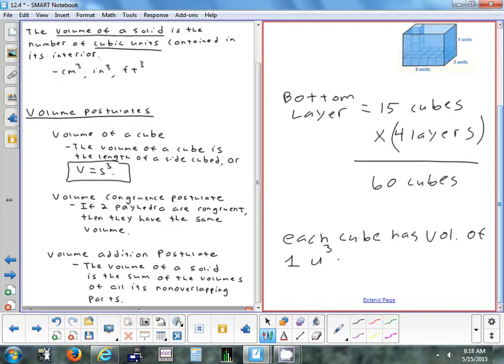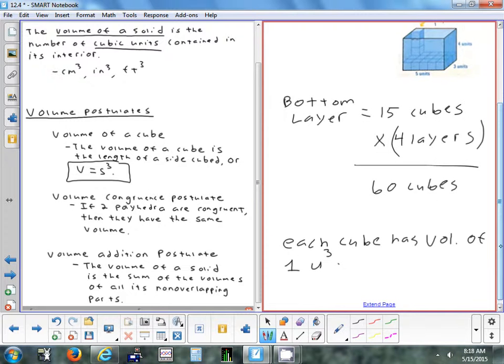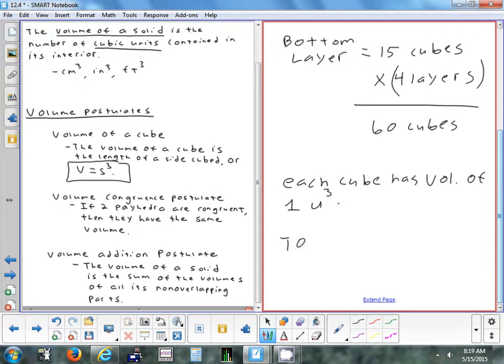So what's the volume of this prism? Jacob? How many cubes fit in that box? 60 cubes. What's the volume of each cube? 1 unit cubed. Yep. So if you have 60 cubes and each one of them has a volume of 1 cubic unit, total volume is 60 cubic units. Yep. Total volume, 60 cubic units. Any question on that?